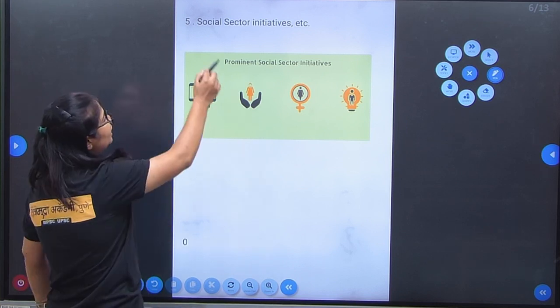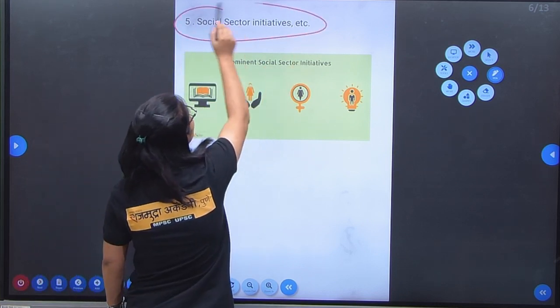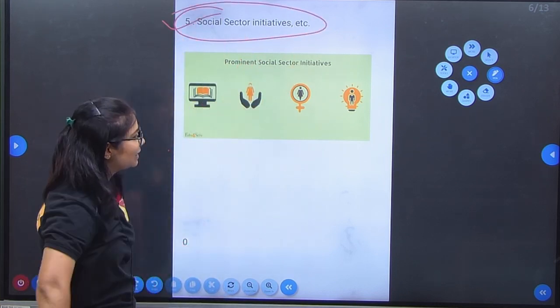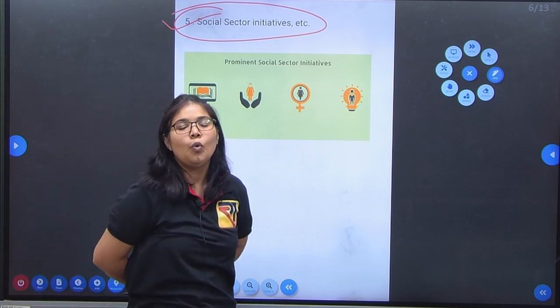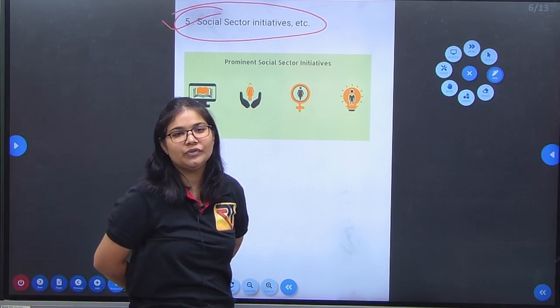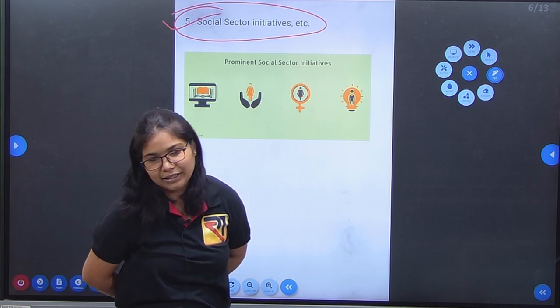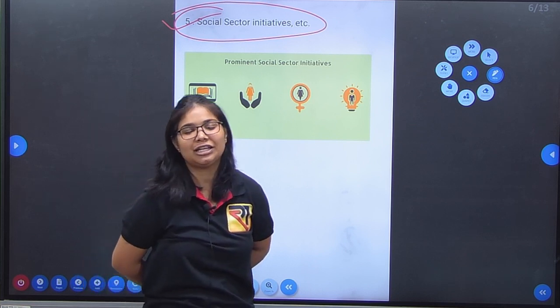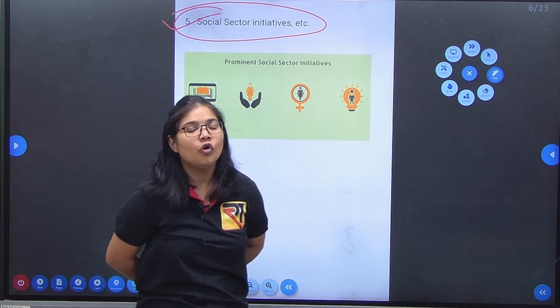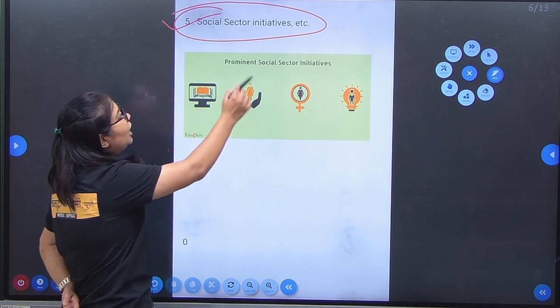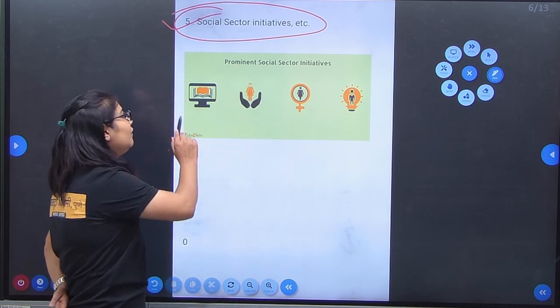The next section of the prelim syllabus is the social sector initiative. What are those initiatives taken by the government of India and some initiatives taken by the government of Maharashtra for the improvement in the level of education?